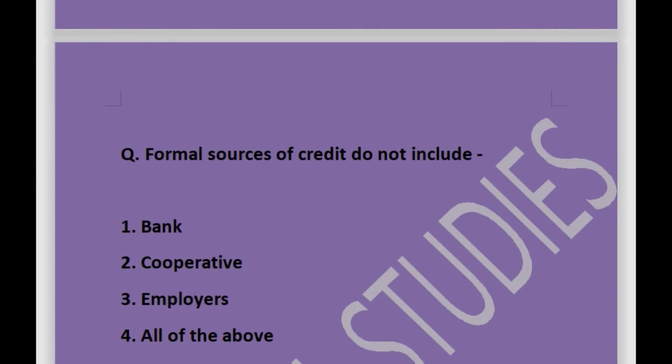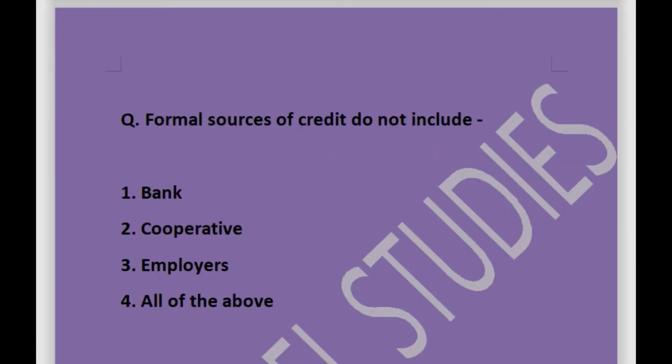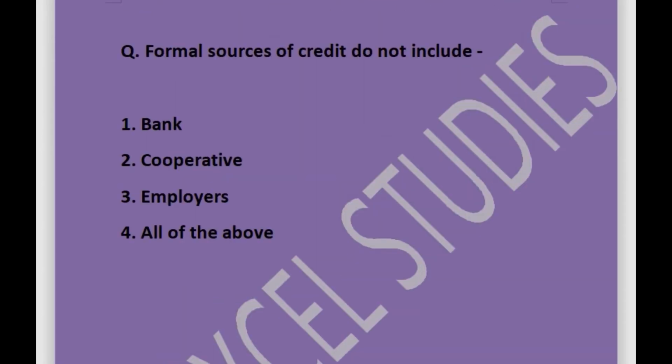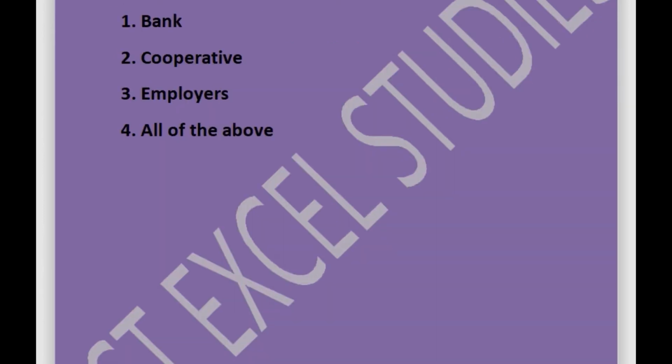Next question is, formal sources of credit do not include. Options are bank, cooperatives, employers or all of the above. Answer is employers. Employers are not included in the formal sources.